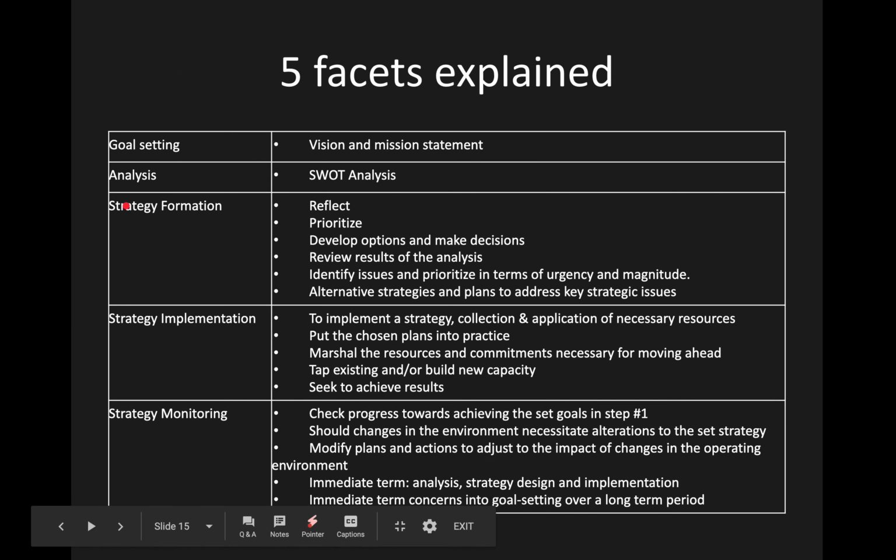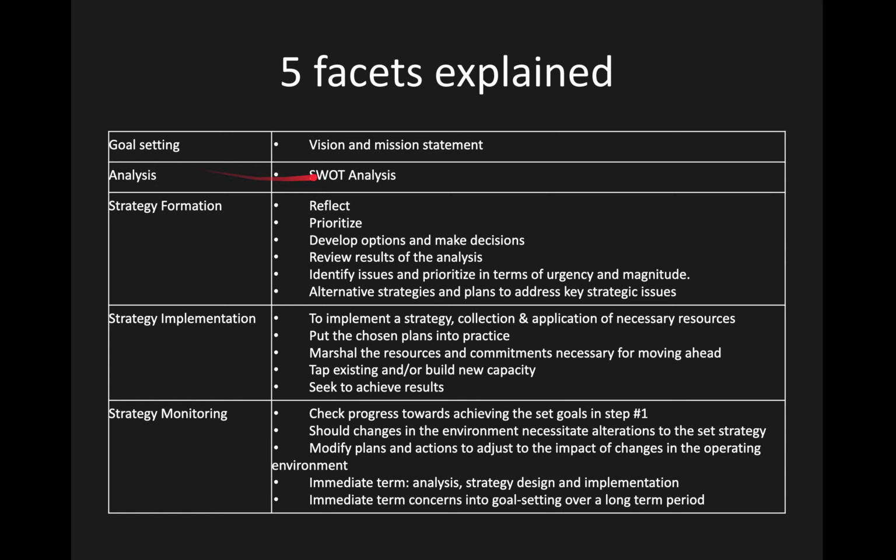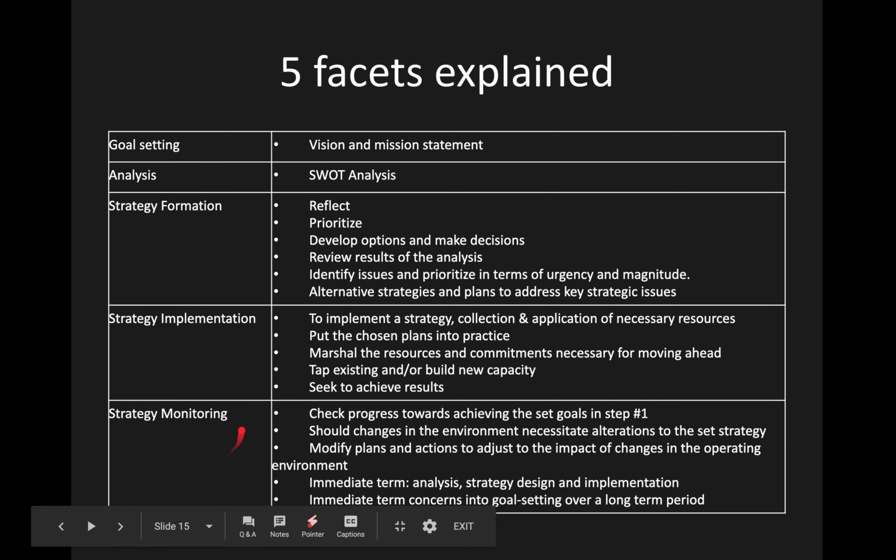So this is just a simple explanation. Your goal setting is like your vision and your mission statement. Then your analysis looks at your SWOT, what can be done about it, and then your formation: are we doing the right thing? Are we reviewing the results? Are there any alternative strategies or plans that can make this change? Then strategy implementation is to actually put the plan into action and execute it and see if it's going to work. And if it's not, then you'll go to the strategic monitoring phase. Is it not working? What is not working? Why is it not working?